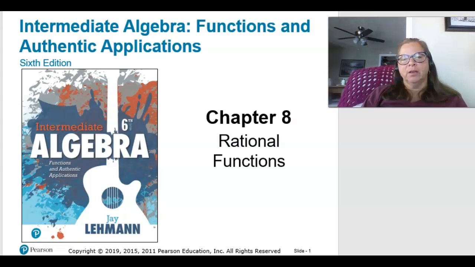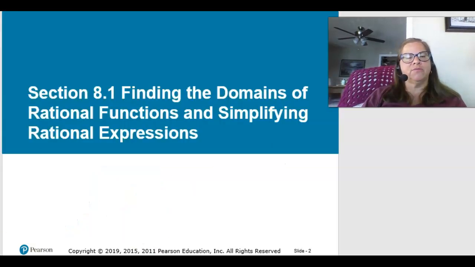Good morning, guys. We're going to start chapter 8 today, and it is about rational functions. And it will talk a lot about simplifying and working with ratios or fractions. And we will make sure that we review fractions in general before we deal with rational functions.